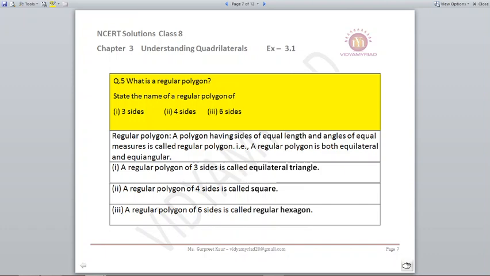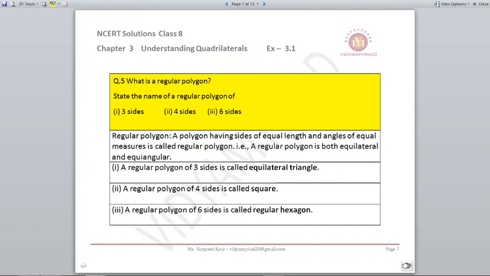Question number 5. What is a regular polygon? State the name of a regular polygon of 3 sides, 4 sides and 6 sides. Now what is a regular polygon? A polygon having sides of equal length as well as equal angles is treated as a regular polygon. That is equilateral and equiangular. Both should apply in a regular polygon.